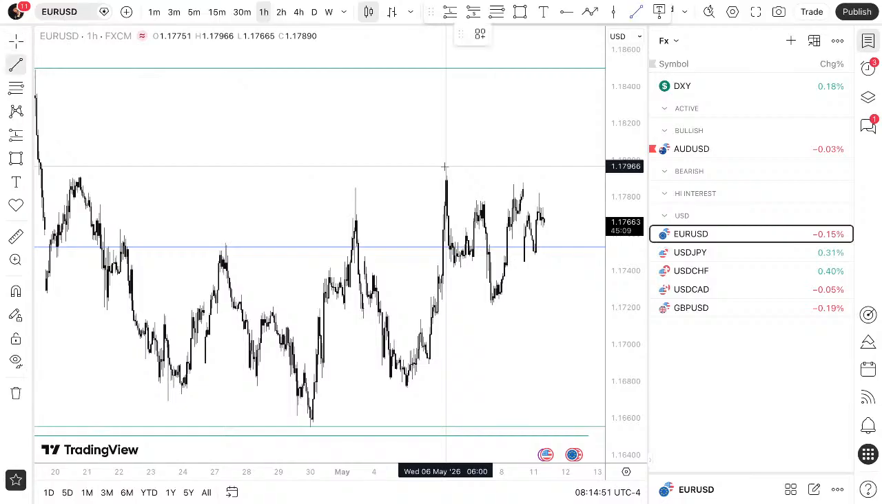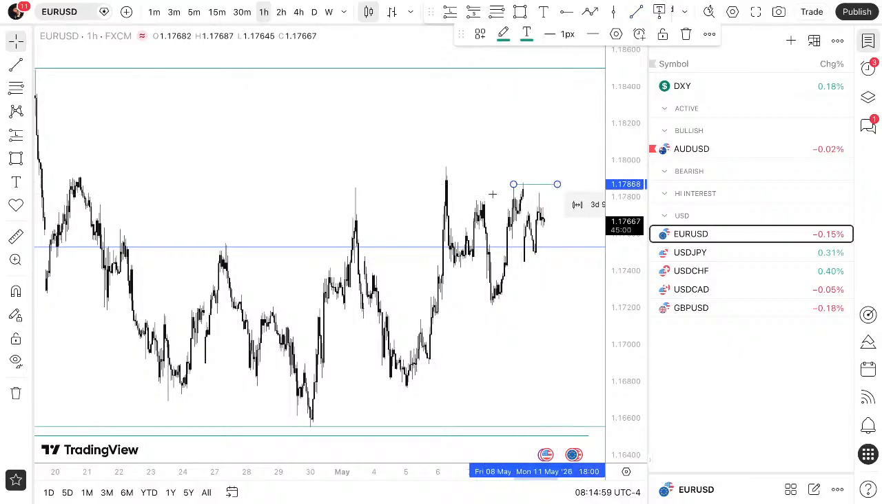Let's try to realign this. Okay. So annoying how it's fine when I come off of it.